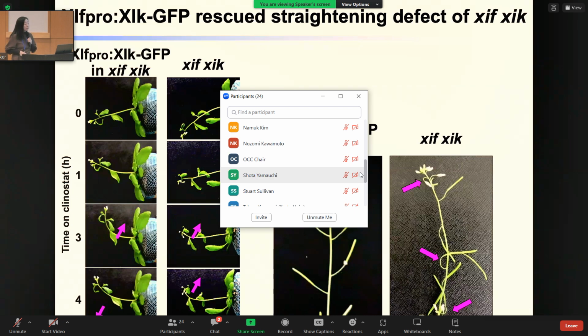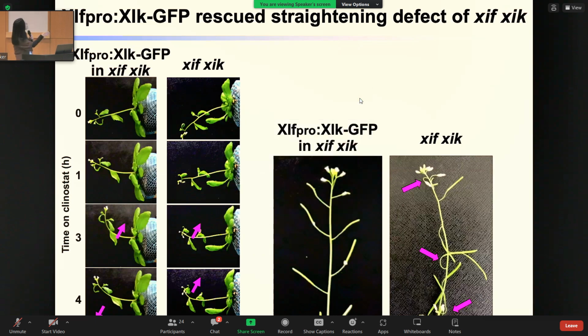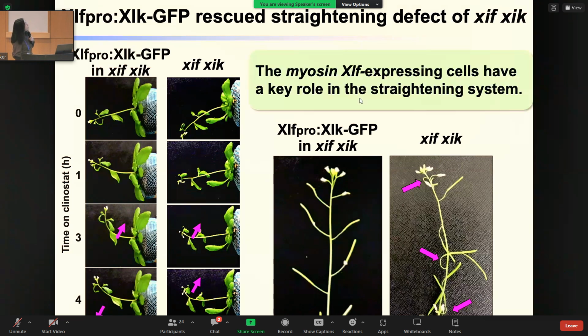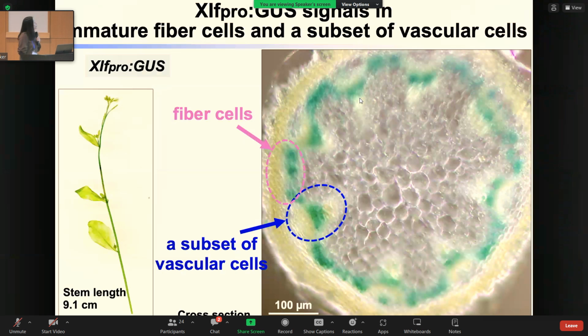Previously, we showed that the straightening defect in the mutant was significantly rescued by expressing myosin 11K under the control of the myosin 11F promoter. This construct also rescued the kinked morphology of the mutant and implied that the 11F expressing cells have a key role in the straightening system. We therefore tried to identify the myosin 11F expressing cells.